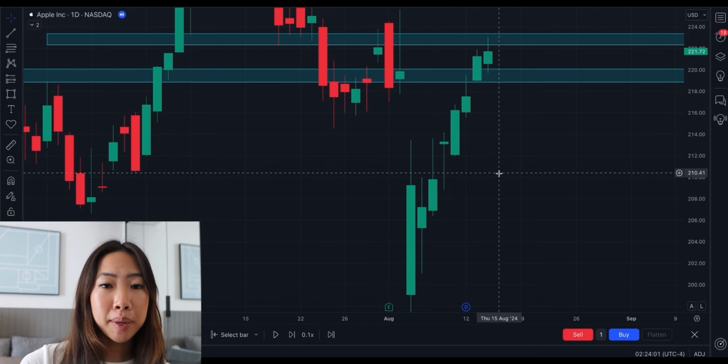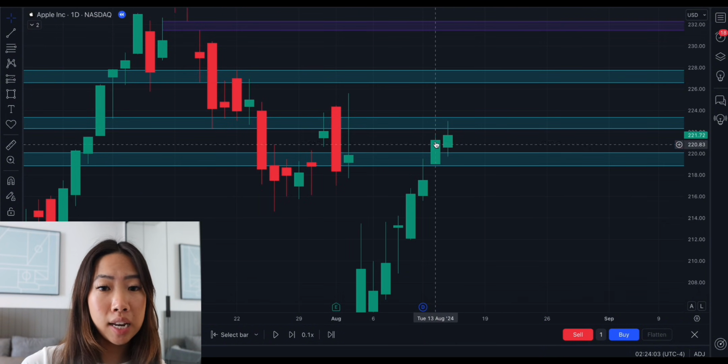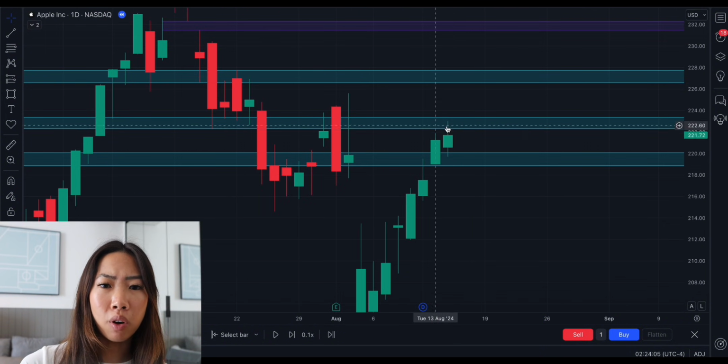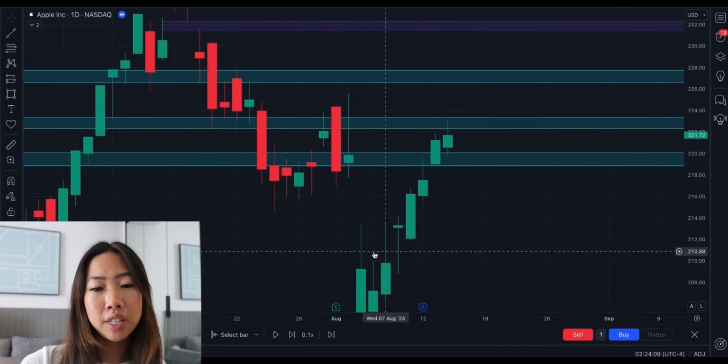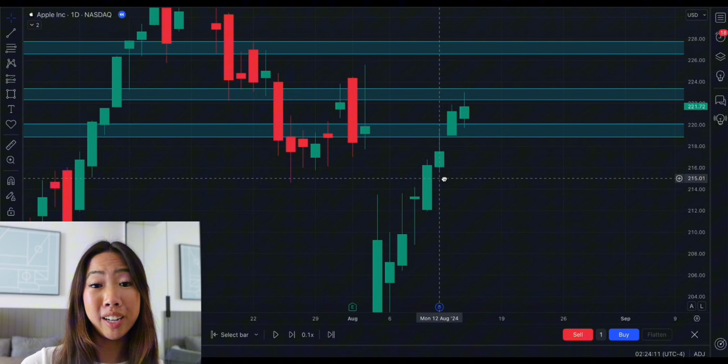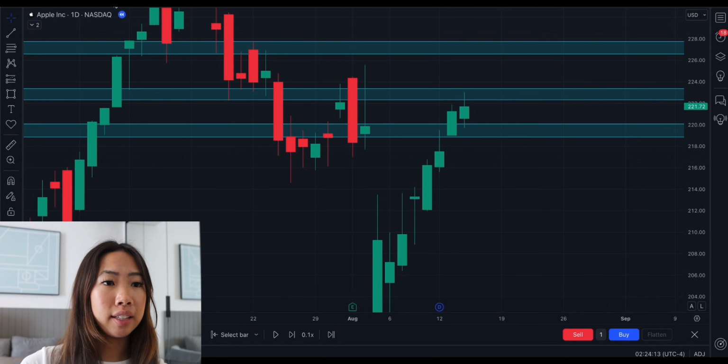Then I look for any candlestick patterns. Right now, I don't see any. I'm typically looking for engulfing candlesticks or harami candlesticks. Right here we just see a very strong uptrend with all the green candles, so nothing on the daily.